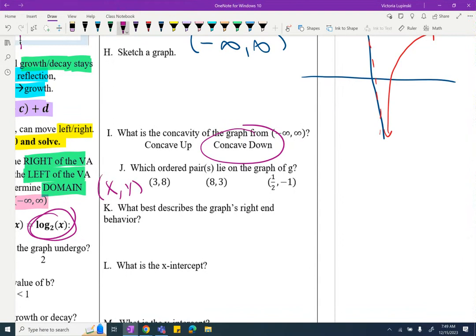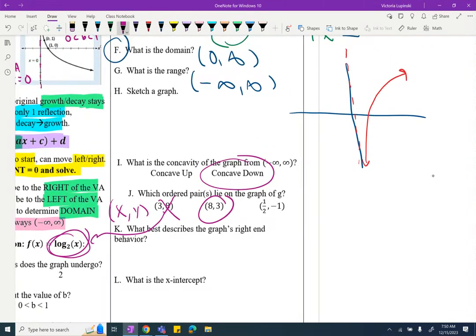So the point 3, 8, if I were to plug that point into here, that would be saying that log base 2 of 3 is 8. Is that true? No. So that is not on the graph. What about 8, 3? That would be saying that log base 2 of 8 is equal to 3. Is that true? 2 to the what equals 8? 3. So yes, that is true. So again, if you wanted to add a point to your graph, 8, 3-ish could be about here.